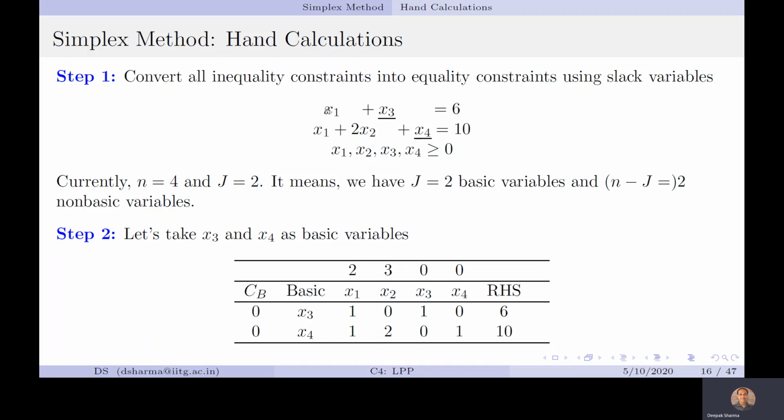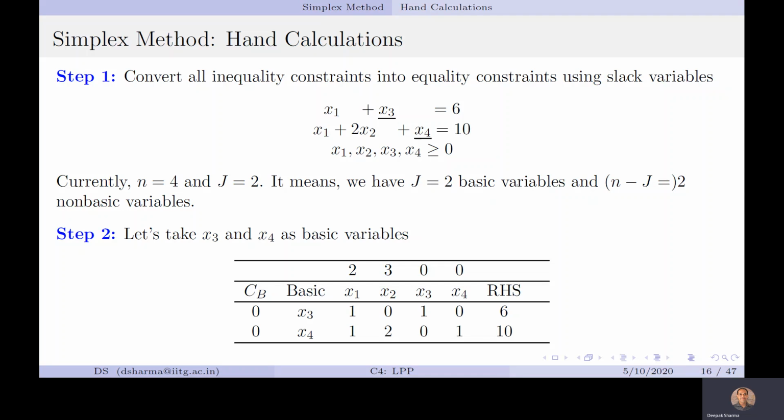Now I'm coming to the second equation from the top. The coefficient of x1 is 1, the coefficient of x2 is 2, the coefficient for x3 is 0, and the coefficient for x4 is 1, and the right hand side is 10. Now coming to the table, look at the x4 row. We have 1, 2, 0, 1 and 10. Same coefficients we have written.